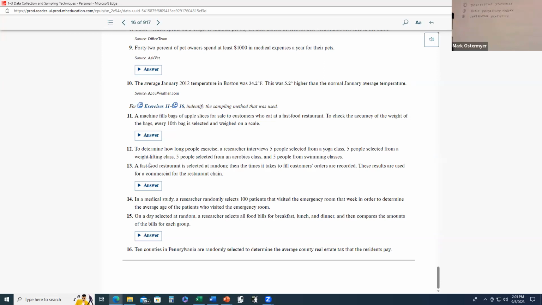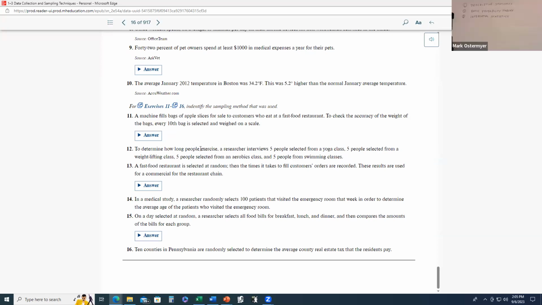Number 12, what would be your thought? To determine how long people exercise, a researcher interviews 5 people selected from a yoga class, 5 people selected from a weightlifting class, and 5 people selected from an aerobics class, and 5 people from the swimming class. What type of sampling would you think that this might be? Stratified.